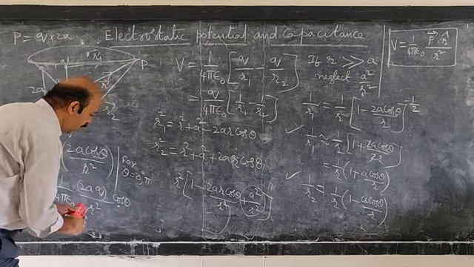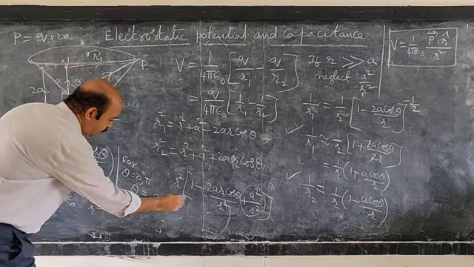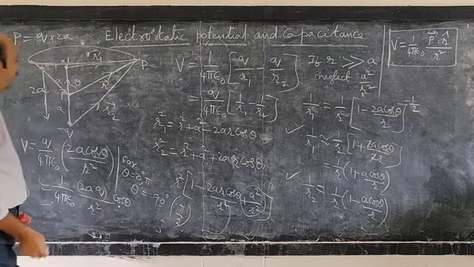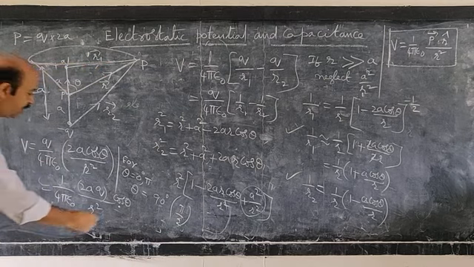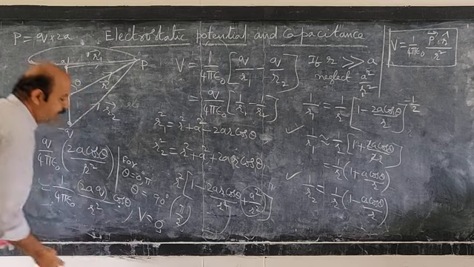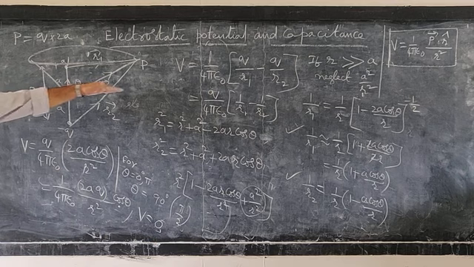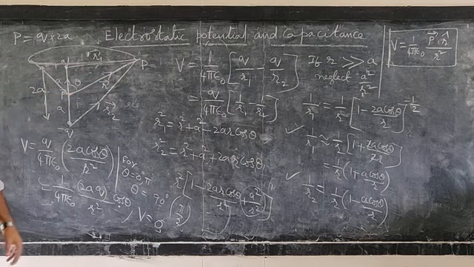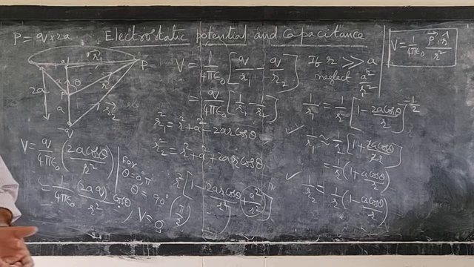Suppose you have theta equal to 90 degrees, that is pi by 2. Then you have the equatorial plane. At every point in the equatorial plane, the potential will be 0. The reason is cos 90 degrees is 0. Therefore, at every point on the equatorial line or equatorial plane, the potential due to the dipole will be 0. Okay. So that is about the electrostatic potential due to a dipole at a point.